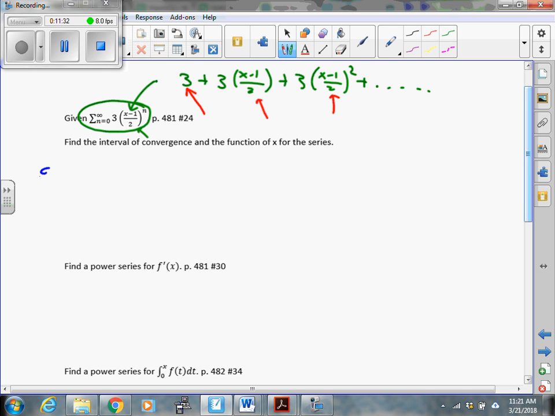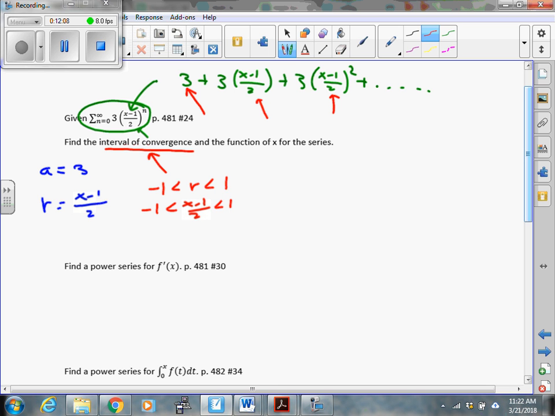My A is 3. My R is variable. That means I can change it. It is x minus 1 over 2, and I can choose the x I want. But here what we're interested in doing is making it more specific. I want to know what x values make this converge. We know this is true. It will converge if that's true, because that's the interval of convergence. My R is x minus 1 over 2. Now I need x. I need to know what the values of x are.